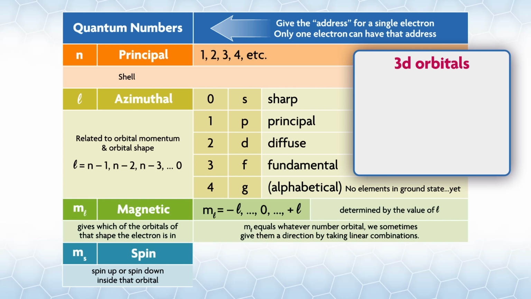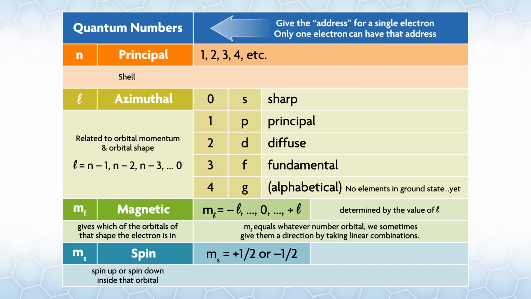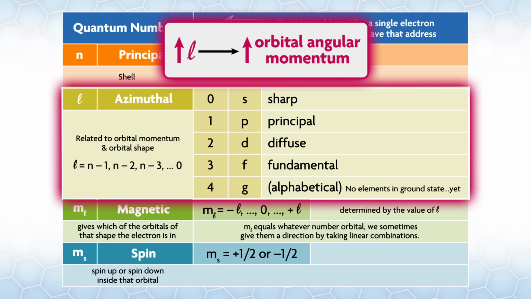Similarly, for the d orbitals, you have n equals 3 and m sub L equals 2, 1, 0, negative 1, and negative 2, which can be redrawn as an alternative orthogonal set: dxz, dyz, dxy, dz squared, and dx squared minus y squared. The spin gives whether the electron is spin up or spin down inside of that orbital, so m sub s equals plus 1/2 or negative 1/2. As the azimuthal quantum number L increases, so does the angular momentum.